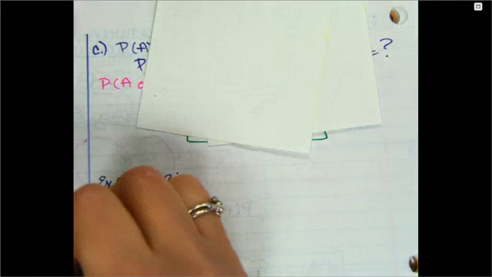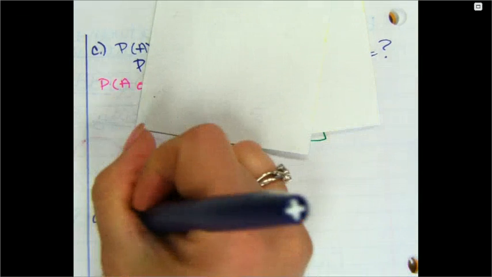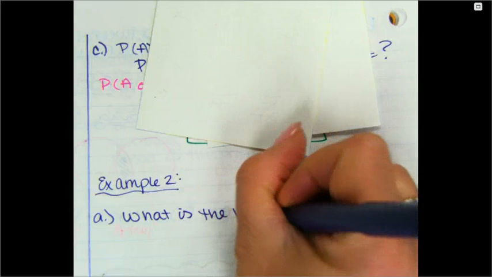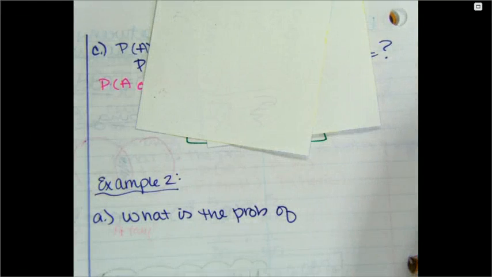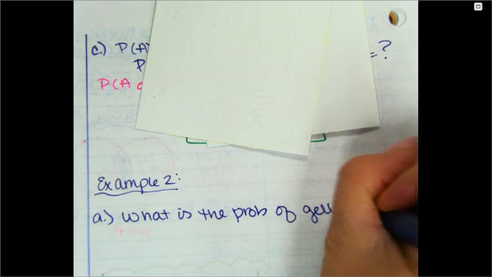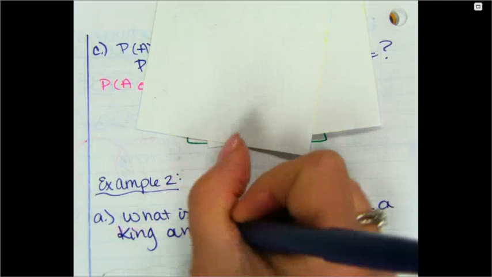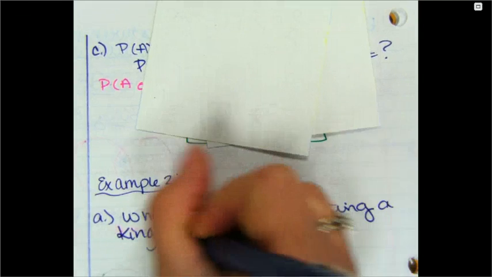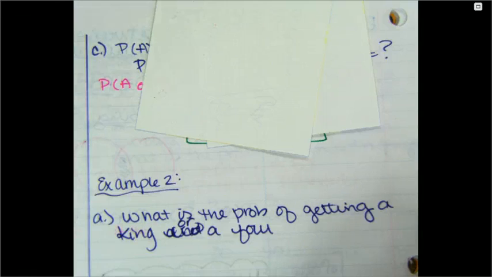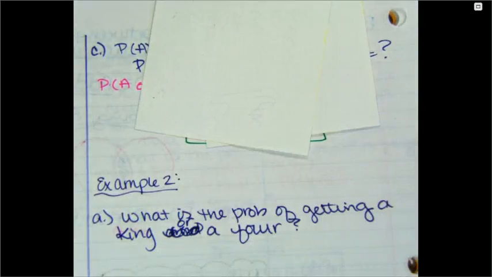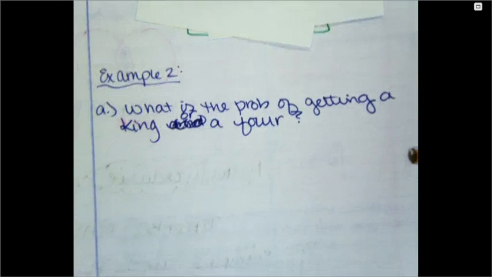Example 2. Here come the problems where you actually have to solve. Yes? We're going to use a deck of cards. What is the probability of getting a king or a 4?